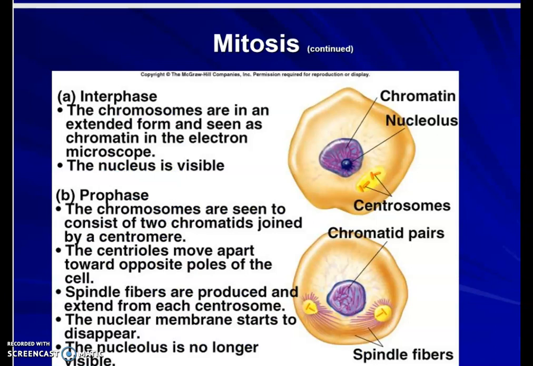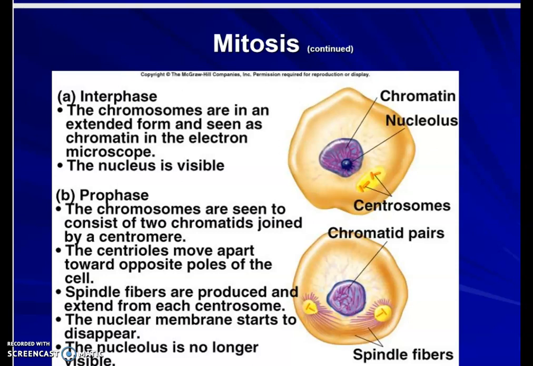So here's the same information on another slide. We're starting out with interphase. And the interphase is characterized in that you really don't see much in the nucleus. There are no distinct structures in there. It's just all one fairly homogeneous material. So the nucleus is visible, but you don't really see distinct structures in there.